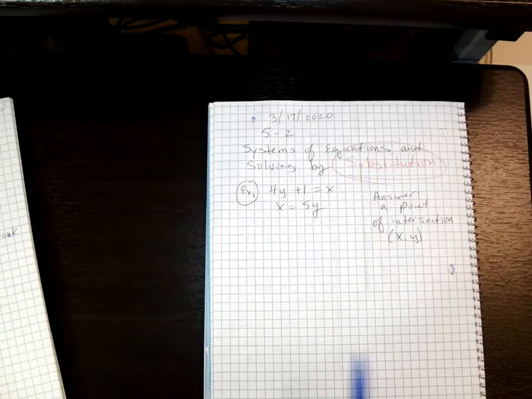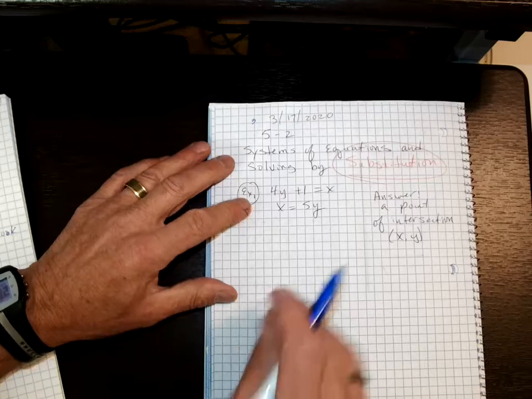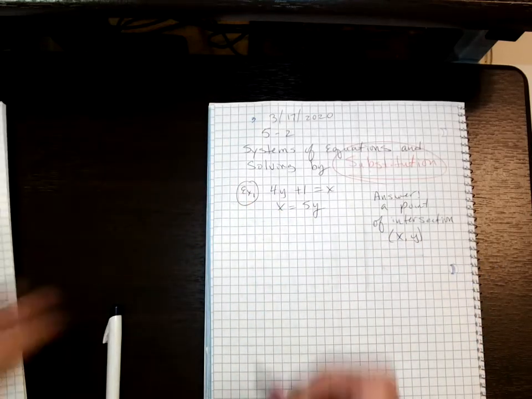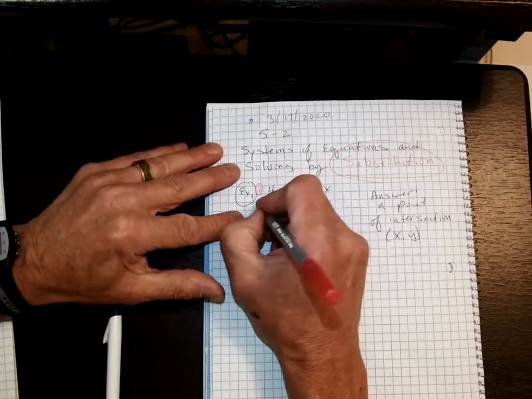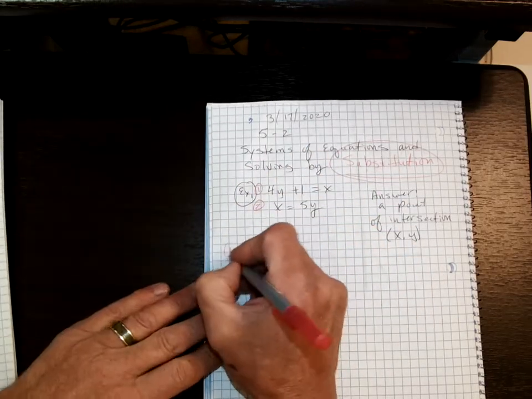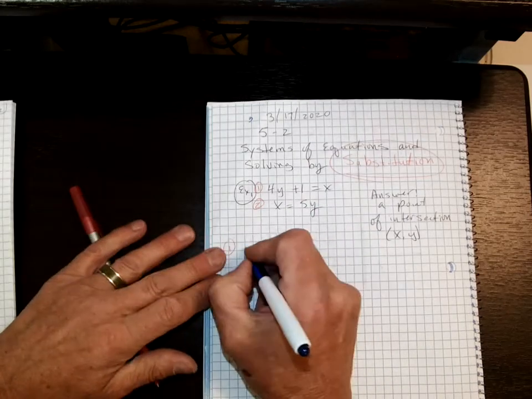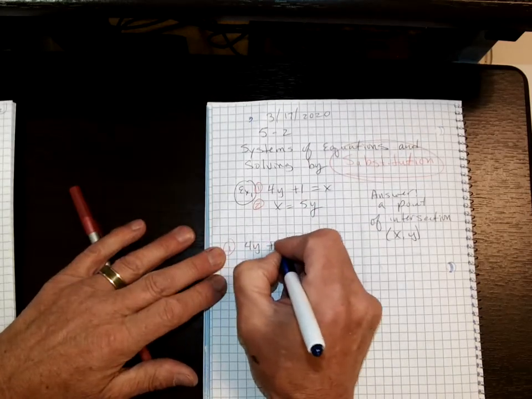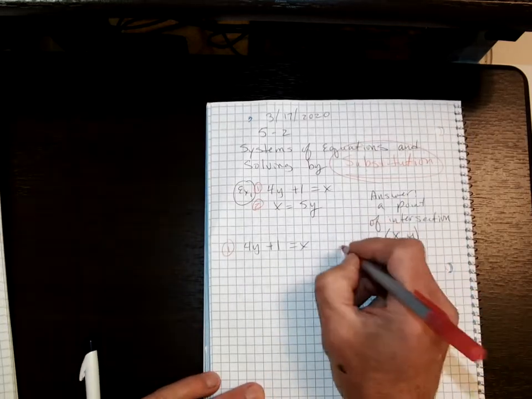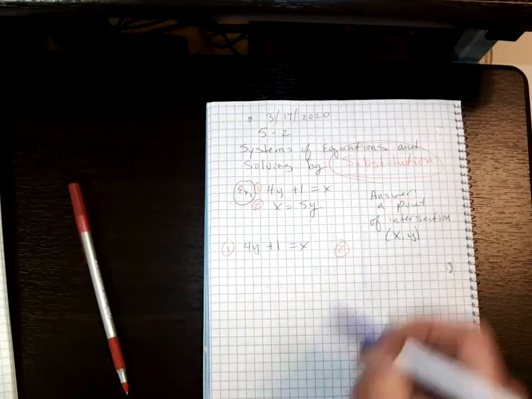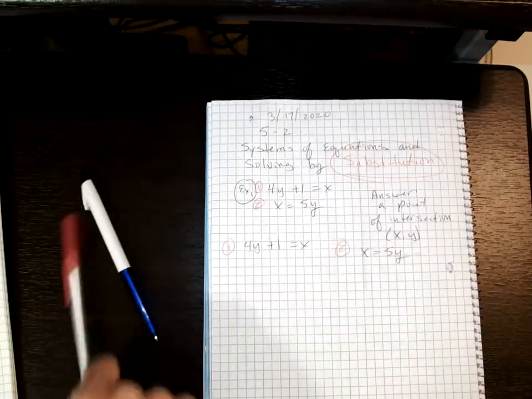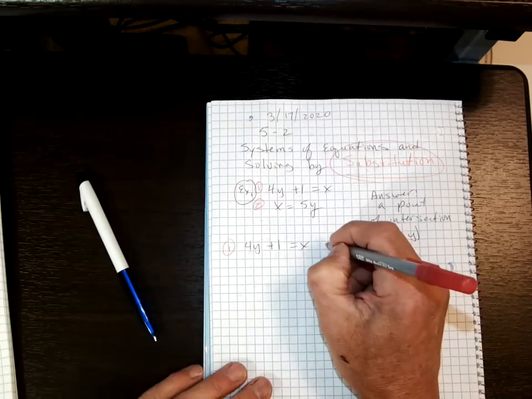So what I'm going to do is this. If I'm going to do substitution, what I like to do is write the problem side by side. I have an equation 1 and equation 2. So equation 1, I'm going to write 4y plus 1 equals x. And equation 2, I'll put right side by side, x equals 5y. I like to put a little line between them.